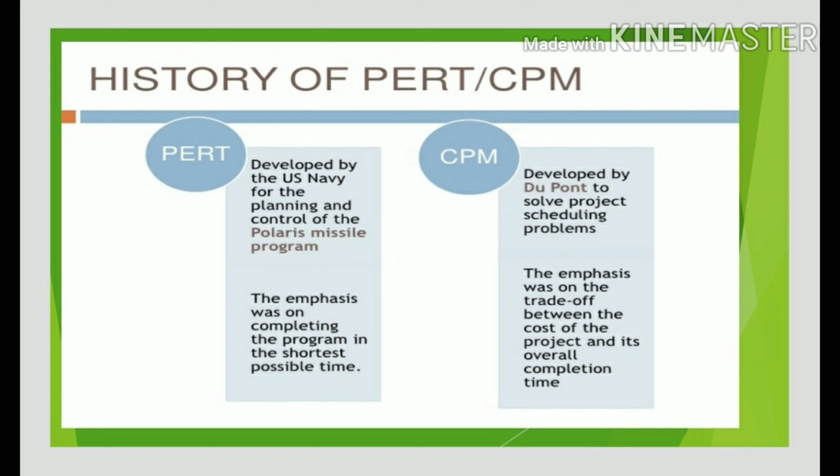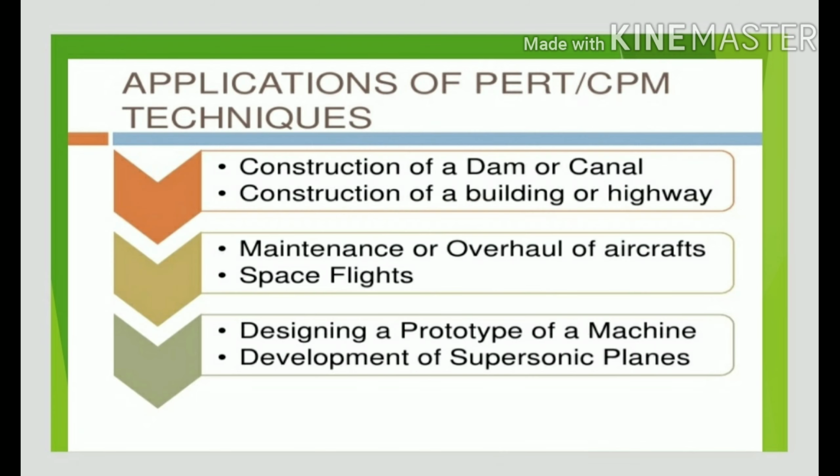The history of PERT and CPM. PERT was developed by the US Navy for the planning and control of the Polaris missile program. CPM was developed by DuPont to solve project scheduling problems.